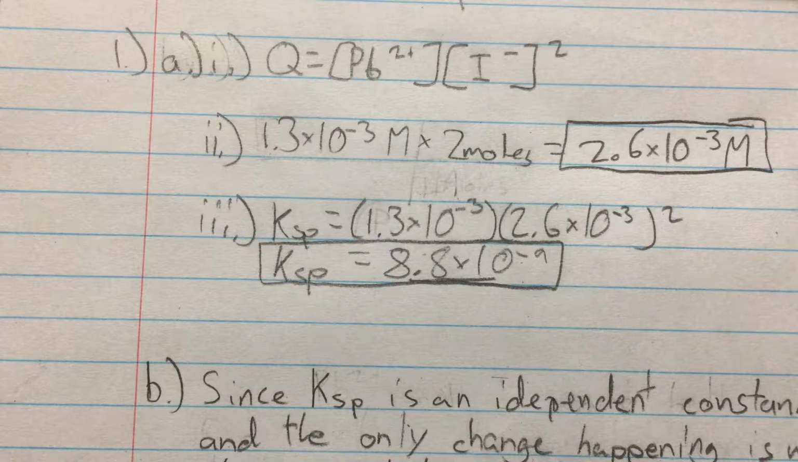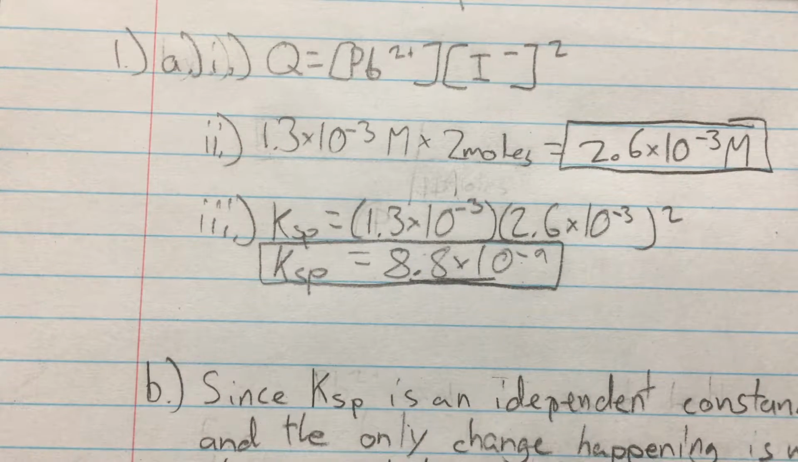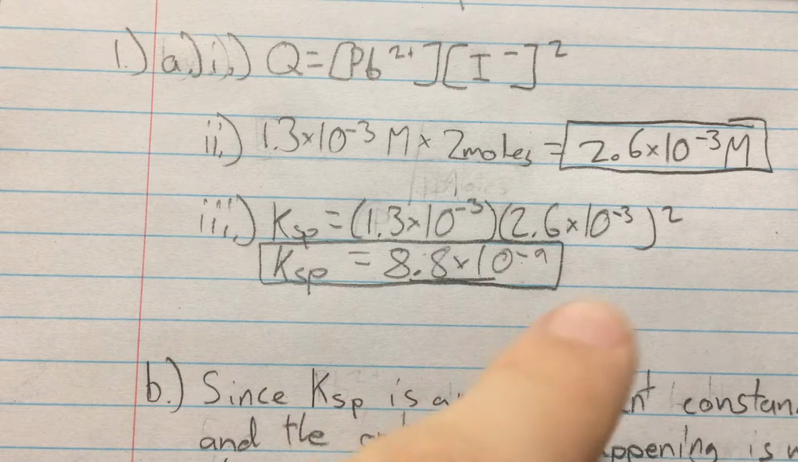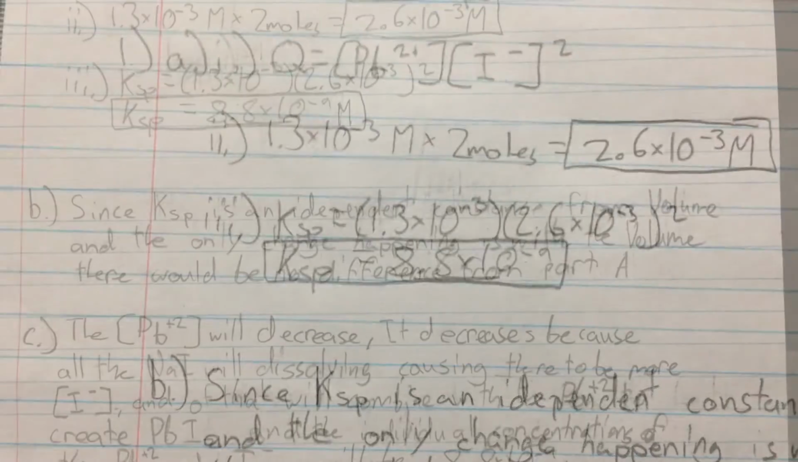Then for part 3, it asks us to calculate the value of the equilibrium constant Ksp. So we just plug the two values in, 1.3 times 10 to the negative third molarity and 2.6 times 10 to the negative third molarity, and we would square 2.6 times 10 to the negative 3. And that'll give us 8.8 times 10 to the negative 9th.